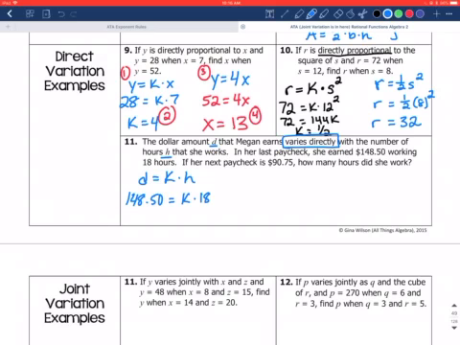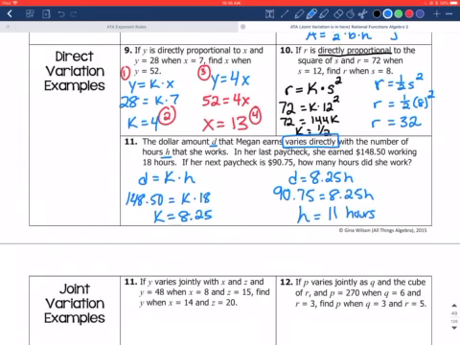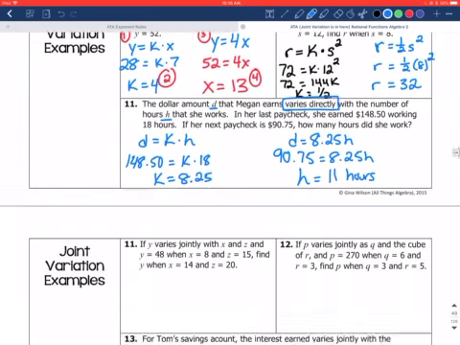148.50 divided by 18. That will be her k, which equals 8.25. So that right there is how much money she makes per hour. That's our constant of variation in this problem, $8.25. So we set it back up and plug in k. And then with that, we will plug in our last thing. If our next paycheck is $90.75, how many hours did she work? 90.75 divided by 8.25 will tell us how many hours she worked, and that was 11 hours. Okay, so there is direct variation.